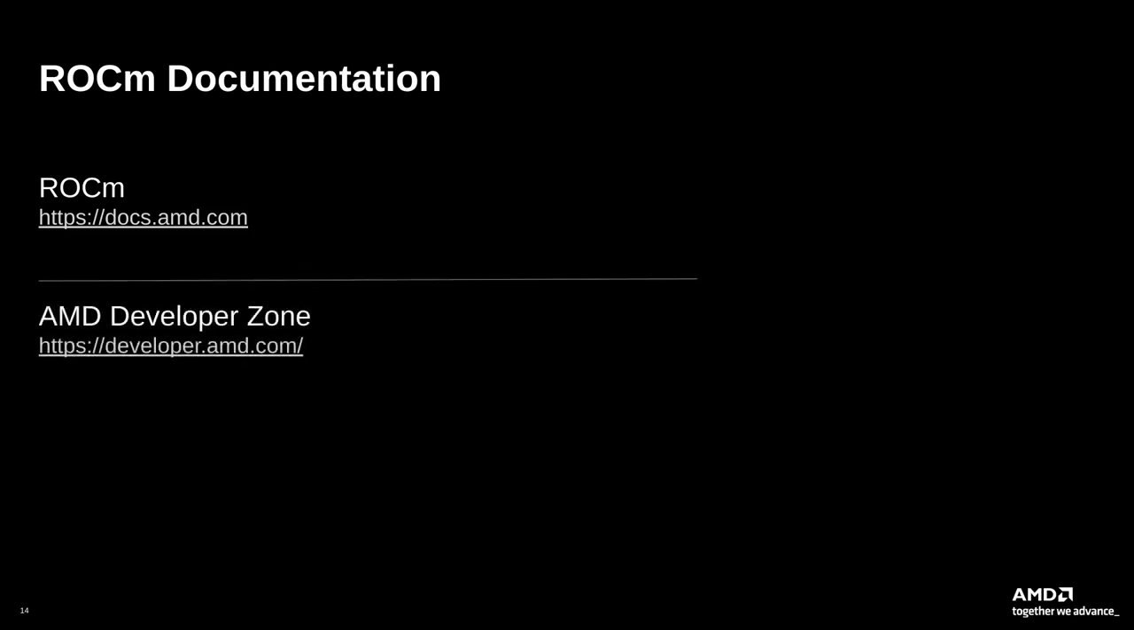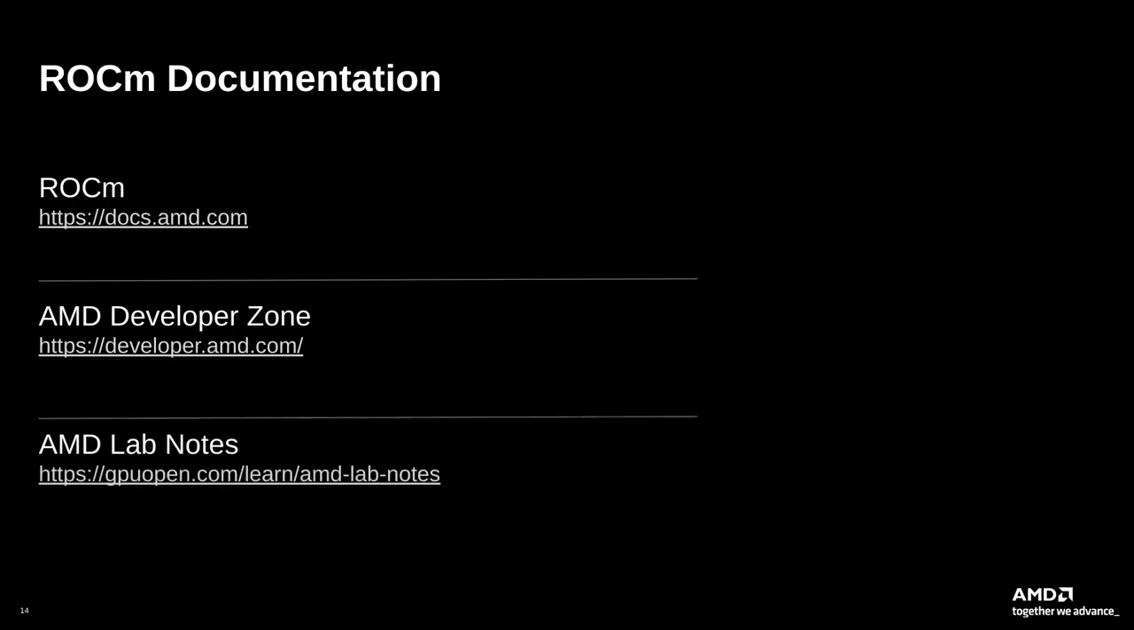You can find documentation online at docs.amd.com. There's also the AMD Developer Zone, which has lots of videos and tutorials and things you can dive into independently, so you can get spun up on a lot of the software that's available. And a new thing that's come up recently that I've quite enjoyed is the AMD Lab Notes. There's been a lot of blog posts that have real-world examples of programming, scientific applications, and optimizing performance for AMD GPUs.